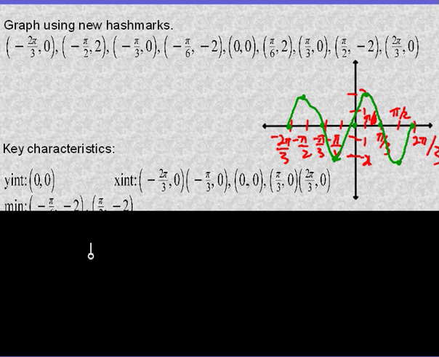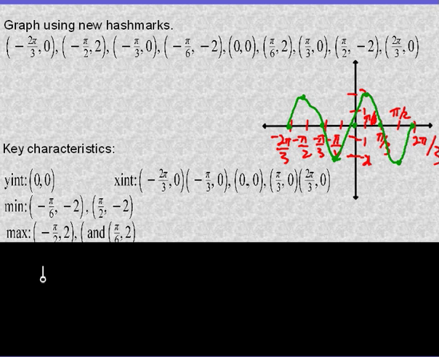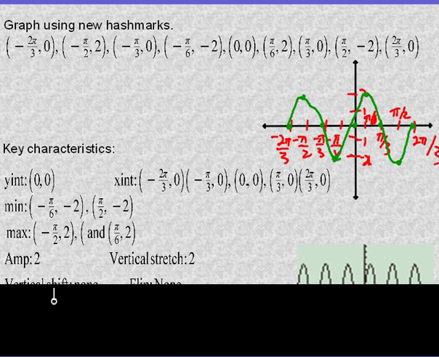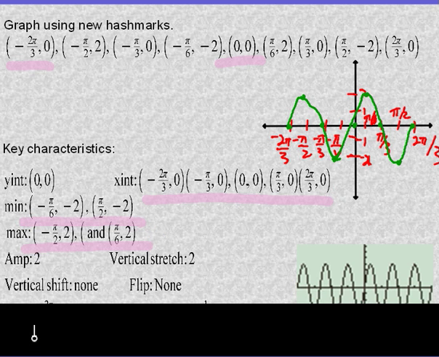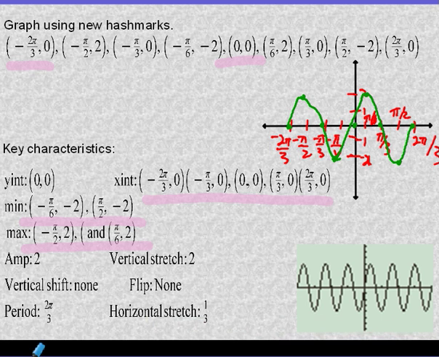And now we're going to find all our key characteristics with a few extras this time. So our y-intercept, fortunately, we already have it. When x is 0, y is 0. We have our x-intercepts as well. These are all the points where y is 0. Our mins are when the y value is -2, and our max is when it's +2. Vertical stretch of 2, amplitude of 2, no vertical shift, no flips. We're going to also identify our period. So as I said, our new period is going to be 2 pi divided by our b, so it's 2 pi over 3, and that gives us a horizontal stretch of 1/3.